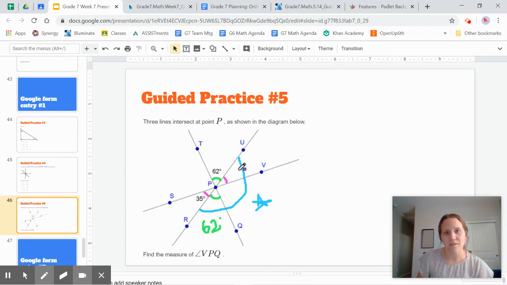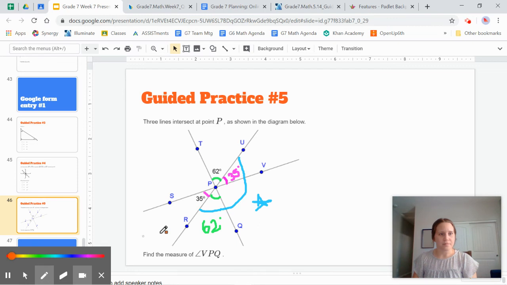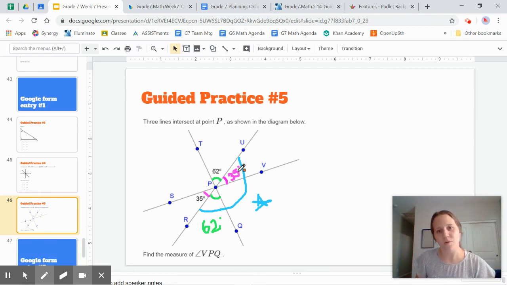Okay. I do know that this angle right here is vertical to this one. So what's the measure of angle UPV? Yes, 35. 35 degrees. Okay, go ahead and update your paper. So what do I know? I know that the angle I want, let's call it X, doesn't matter, plus this one is on that 180 degrees. It forms like a sunrise, right? So that's the relationship I use to start to answer my question.